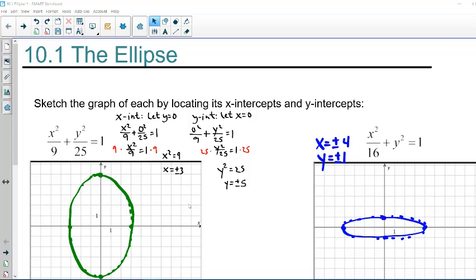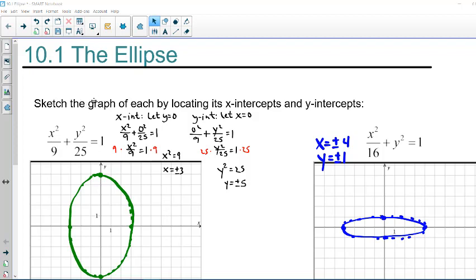In section 10.1, we discussed the conic section called the ellipse. This is kind of a squished circle, if you want to say. It does have some similar characteristics to the circle in that it has a center and then you go out a certain amount from the center. But in the circle, you would go out the same amount in every direction. In the ellipse, that is not the case. So I want to take a look at two ellipses to kind of start our discussion.